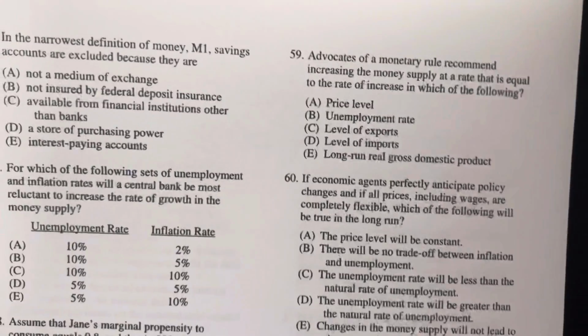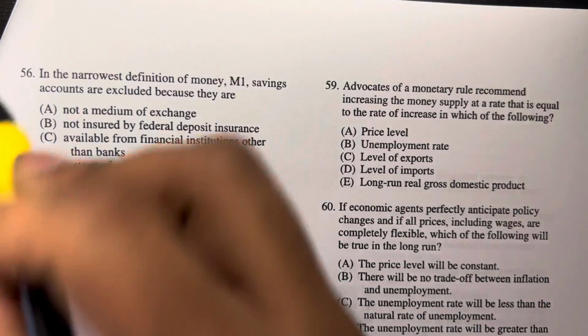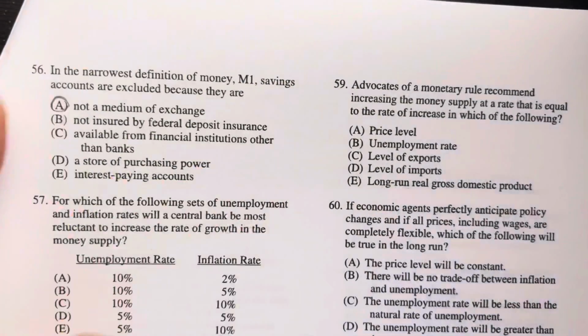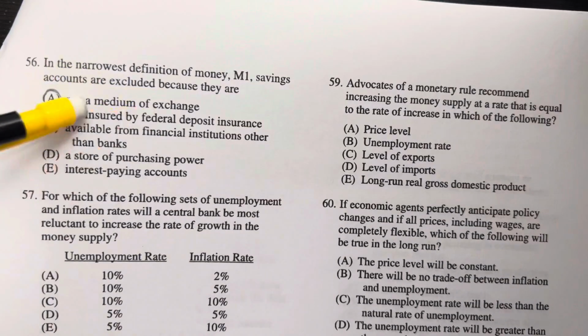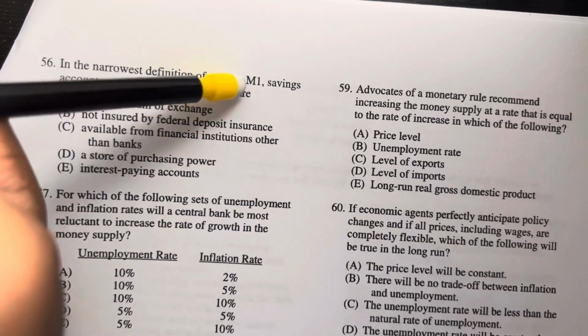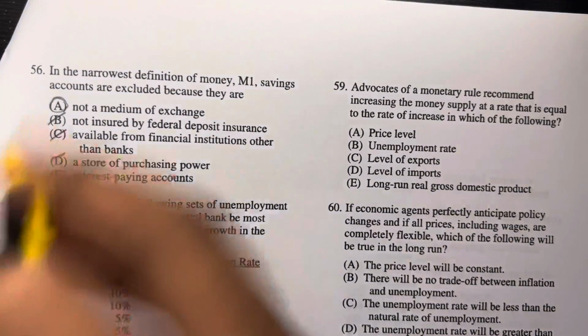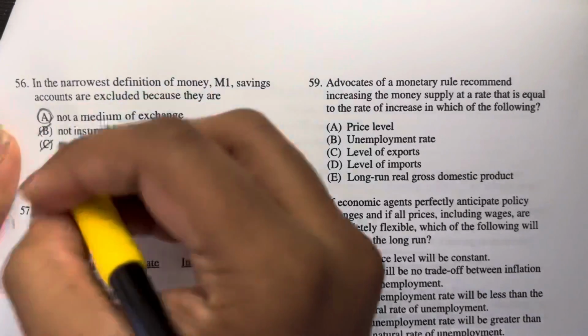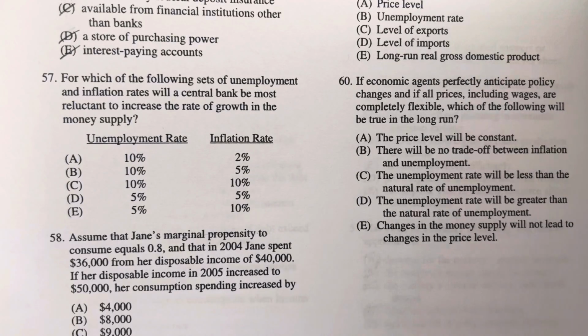Okay, last page, 56. In the narrowest definition of money, M1, saving accounts are excluded because they are not a medium of exchange. That's exactly right. Because M1 includes, it should be a medium of exchange as one of its definitions. For the narrowest definition of money, saving accounts are not a medium of exchange. They store value, but not a medium of exchange. There we go.